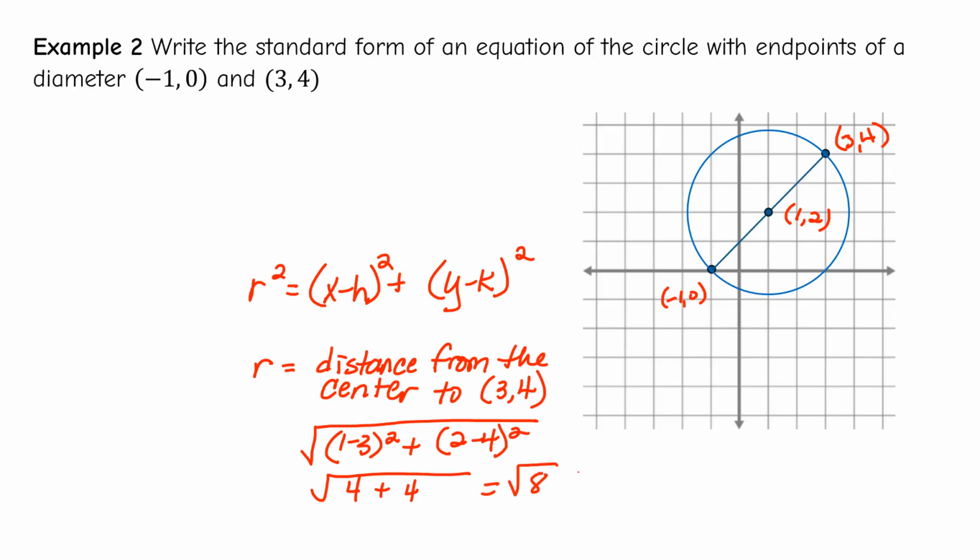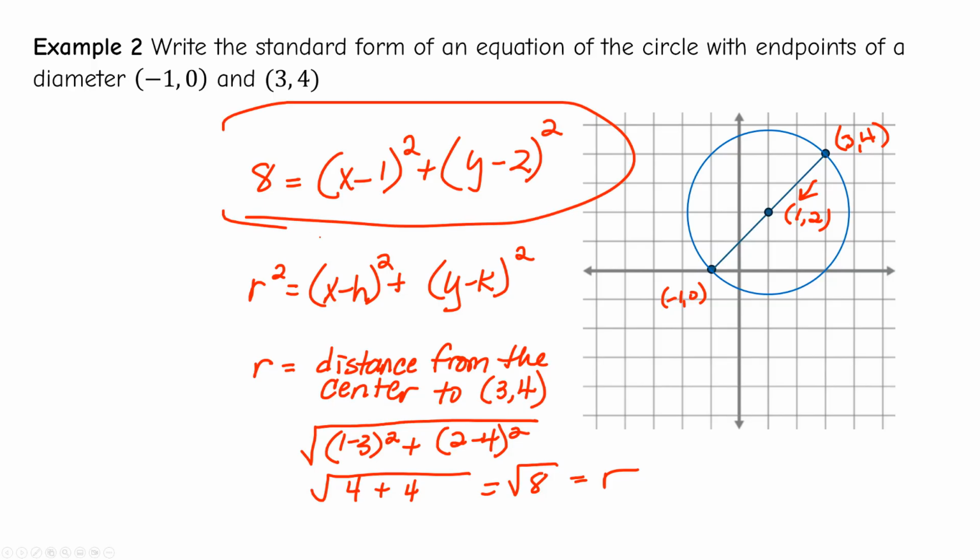And I'm not even going to reduce that because I don't want r anyway. I want r squared for my equation. So r squared is 8. And that is x minus h. Remember, h is 1. It's the x coordinate of the center. X minus 1, quantity squared, plus y minus the y coordinate of the center, which is 2 squared. So this is the equation of that circle.